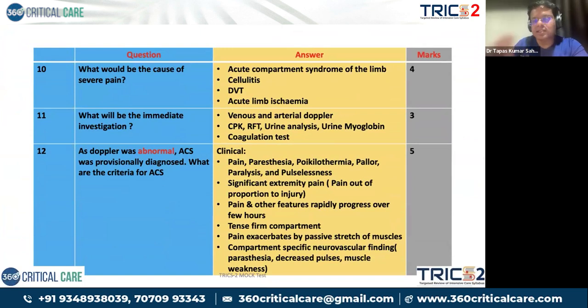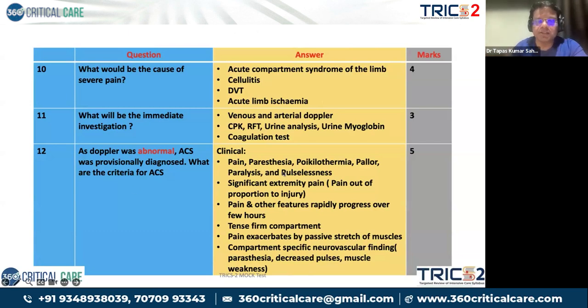The first thing that is correct as well as coming to my mind is acute compartment syndrome of the limb. Others are cellulitis, DVT, acute limb ischemia. And we all know the reason why I'm labeling this patient as acute compartment syndrome. The patient has trauma, and an immobilized fracture. Again, you have started low molecular weight heparin or subcutaneous heparin, and the patient is prone to develop thrombosis. So maybe this patient has developed acute compartment syndrome.